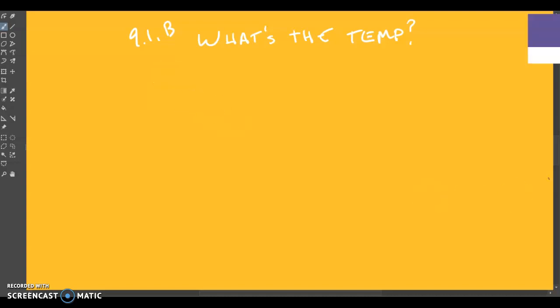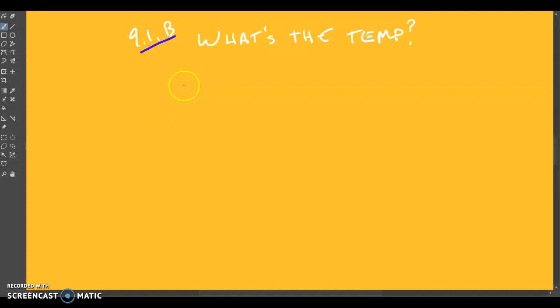Going off what we talked about yesterday, today we're going to look at 9.1.b, and this connects to it pretty directly. We're going to talk about something that I'm titling, What's the Temp? Pretty much we're going to look at how to move between calculus, not calculus, you're not in calculus yet. You'll get there someday though. Between Celsius and Fahrenheit.